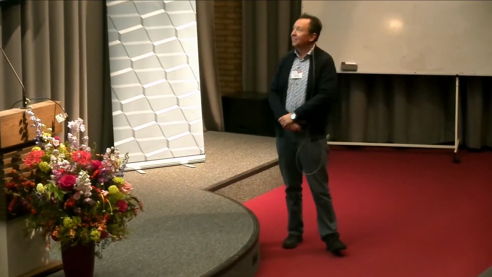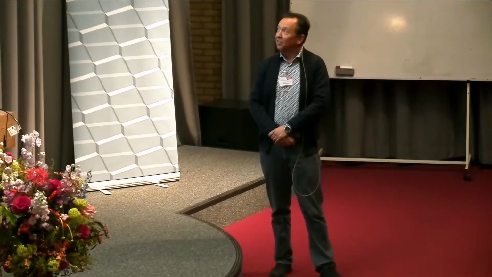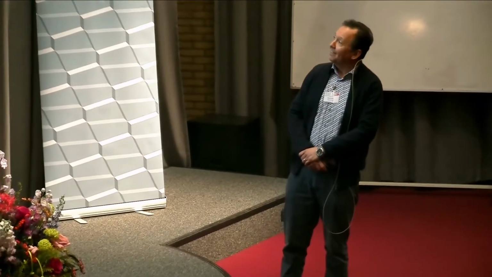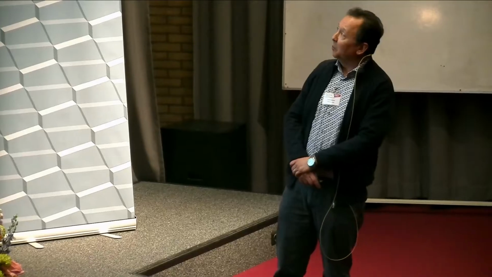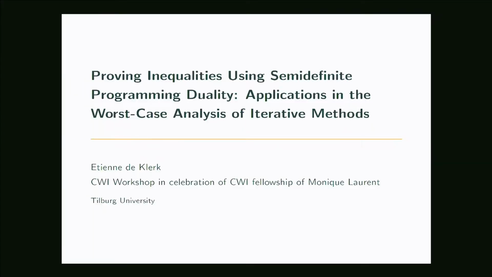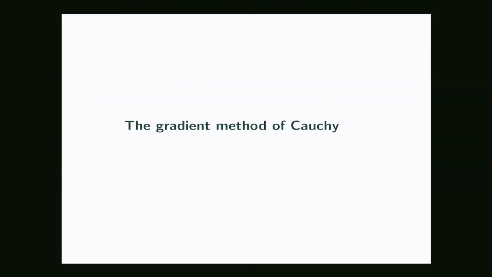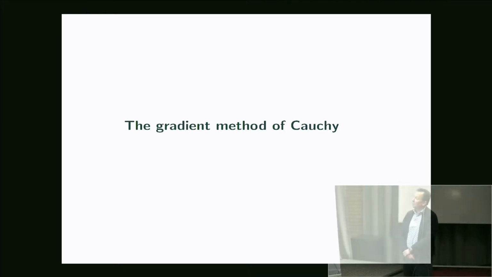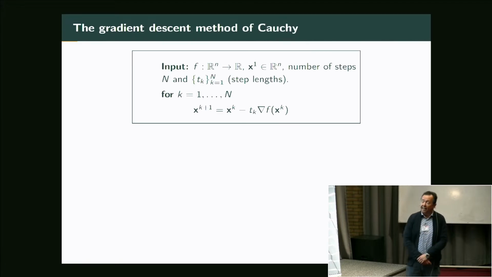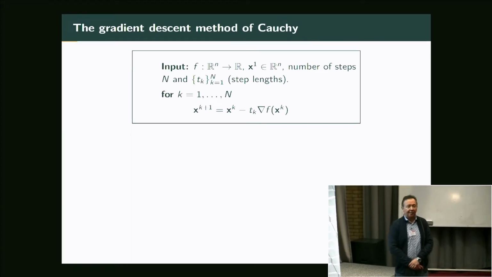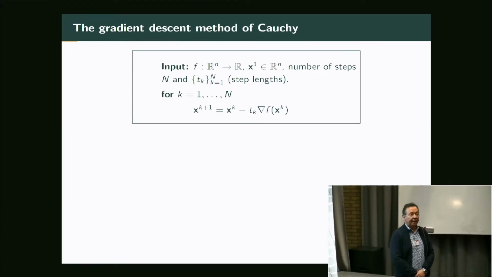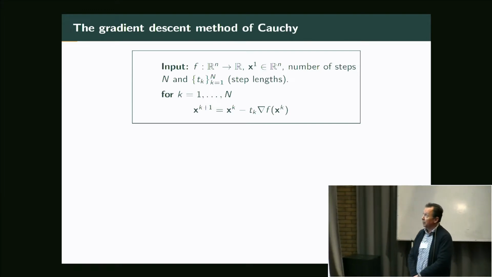I submitted a very ambitious title, talking about proving inequalities and about iterative methods in general. But what I would like to do is focus my thoughts on one specific method that's easy to understand, so that it's easier to parse some of the results. This method dates back to Cauchy, and it's called the gradient method. It's particularly simple. I think everybody who has ever had a course in nonlinear optimization will have studied this method.